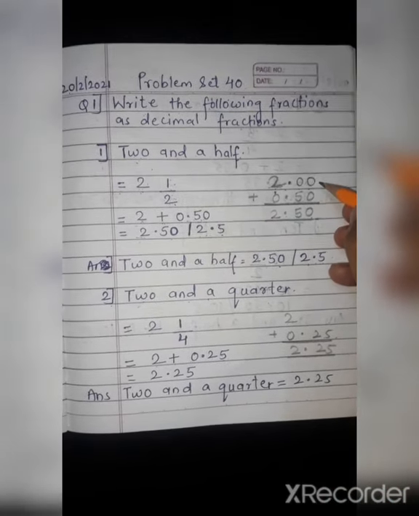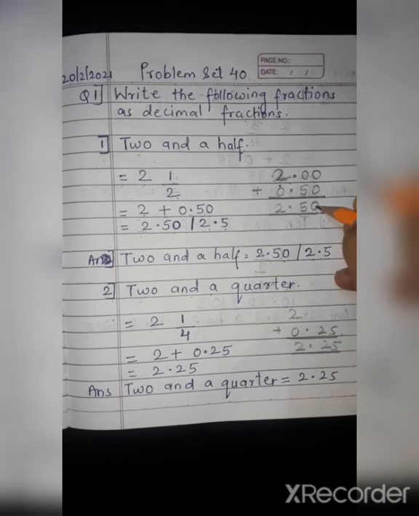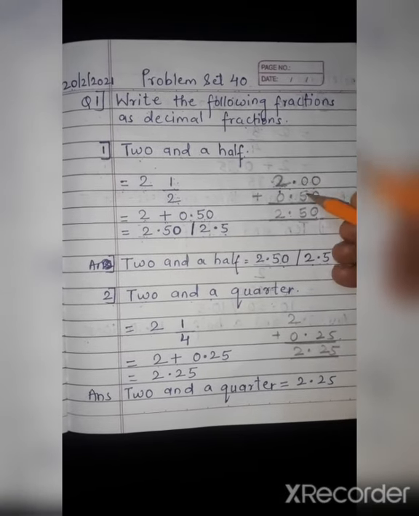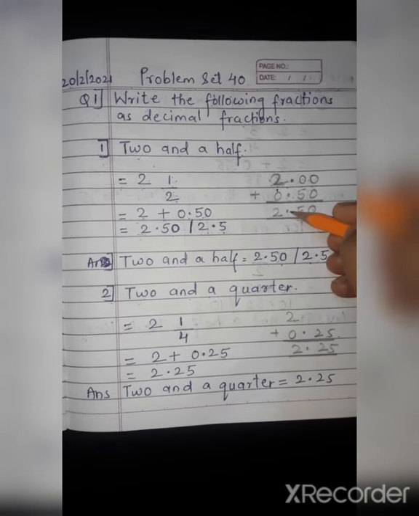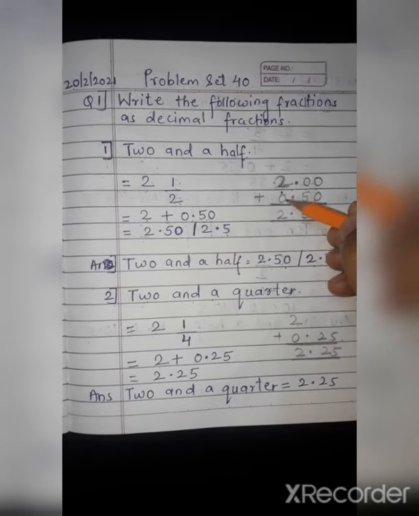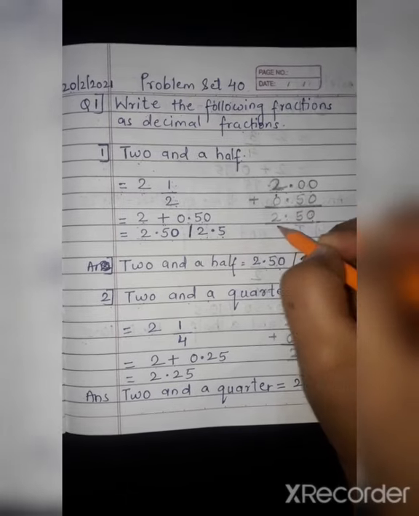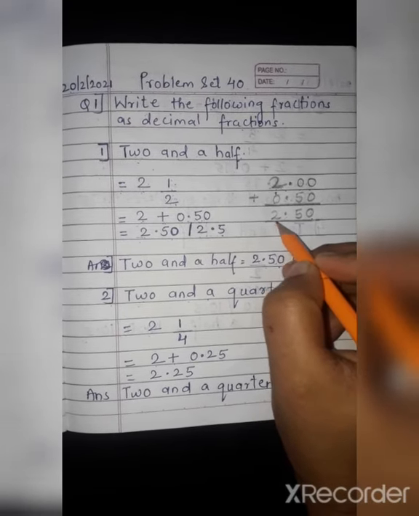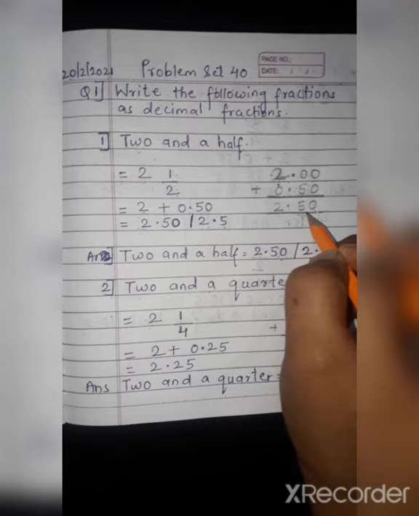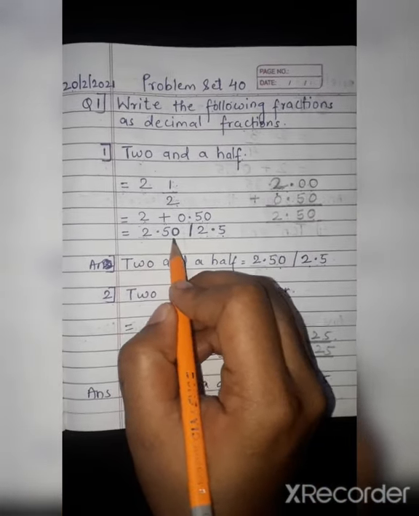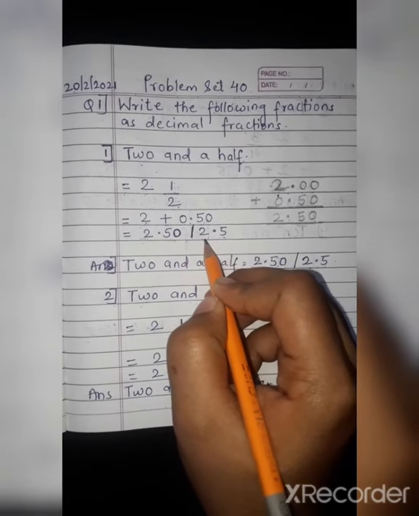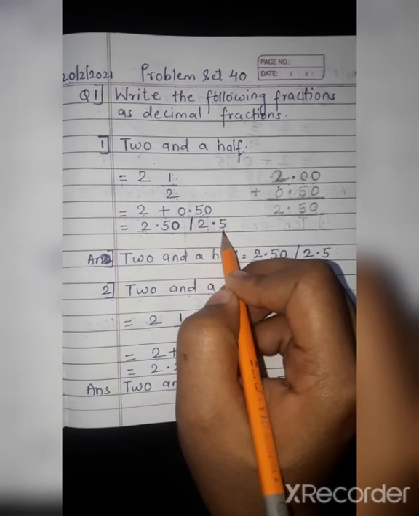So let's add it. 0 plus 0 is equal to 0. 0 plus 5 we will get 5. Now point as it is we will write. 2 plus 0 we will get 2. So your answer comes as 2.50, or you can write 2.5 also.